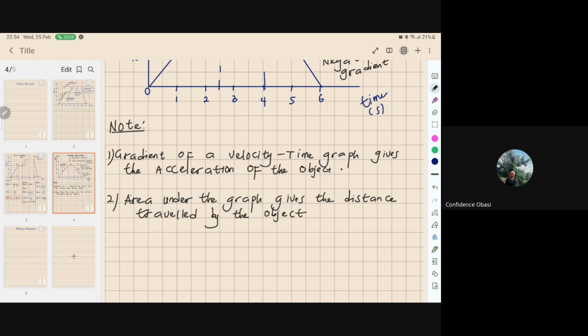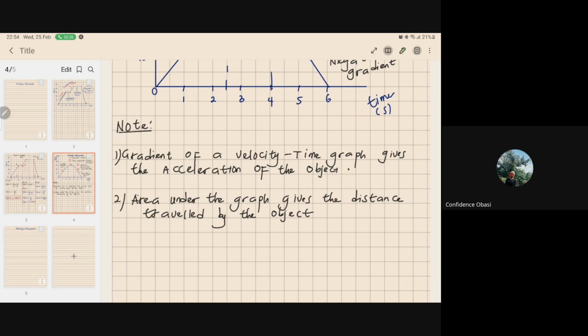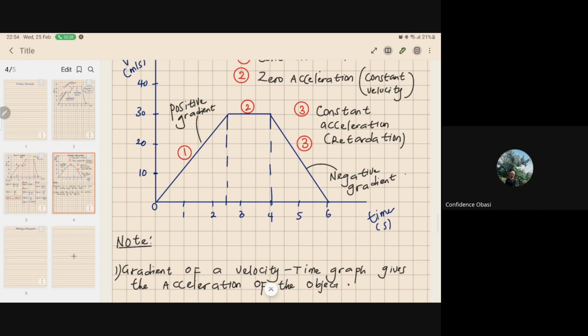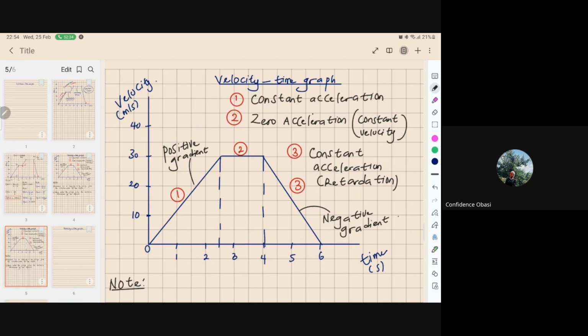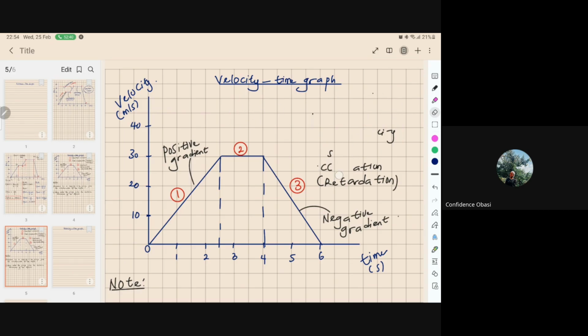Now, do you know what that implies? That if I want to get the distance traveled, permit me to copy this and paste again so that it will be easier for us to understand better. So I've spoken about the acceleration. Now let's speak about the distance traveled on the graph.